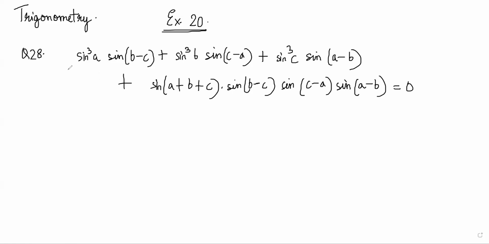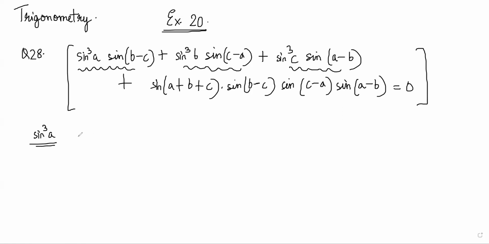Okay, so we have to prove that this is equal to 0. Now you have to figure out how to simplify these expressions. The way to simplify this is to try to remove the sine cube A somehow. And the only way to remove sine cube A is by using the sine 3A identity.